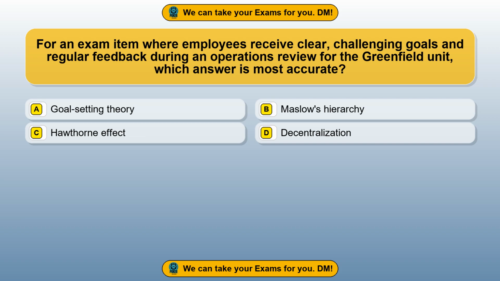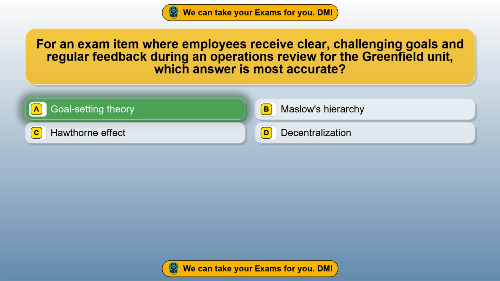For an exam item where employees receive clear, challenging goals and regular feedback during an operations review for the Greenfield unit, which answer is most accurate? Option A, goal-setting theory. Option B, Maslow's hierarchy. Option C, Hawthorne effect. Option D, decentralization. The correct answer is option A, goal-setting theory.